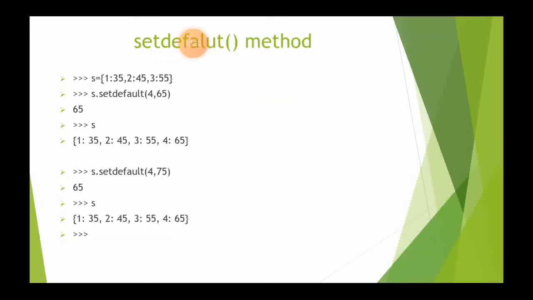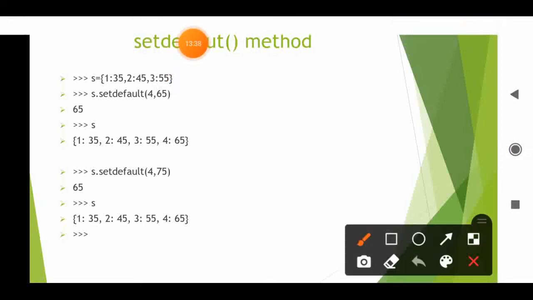The next method is the setdefault method. Listen, here I have created the dictionary named s, with some set of key value pairs. The next statement, s equal to s dot setdefault key value 4, 65. I am going to update the key 4 with the value 65. Now it will display the value alone. When you use the setdefault function, it will display the value alone.